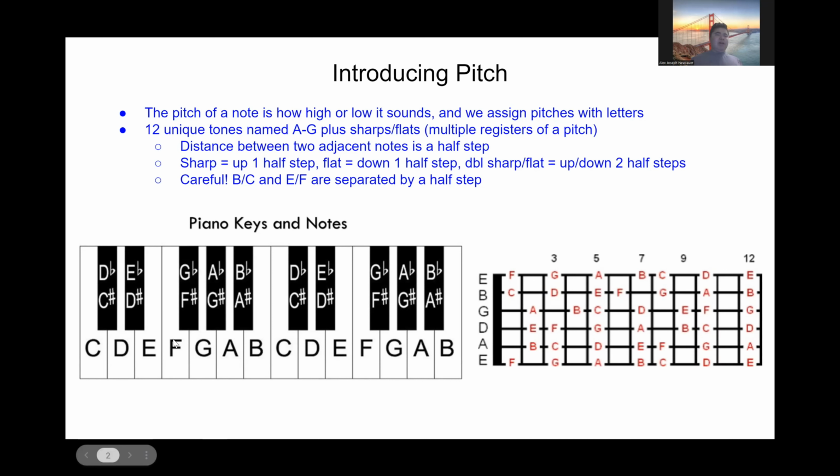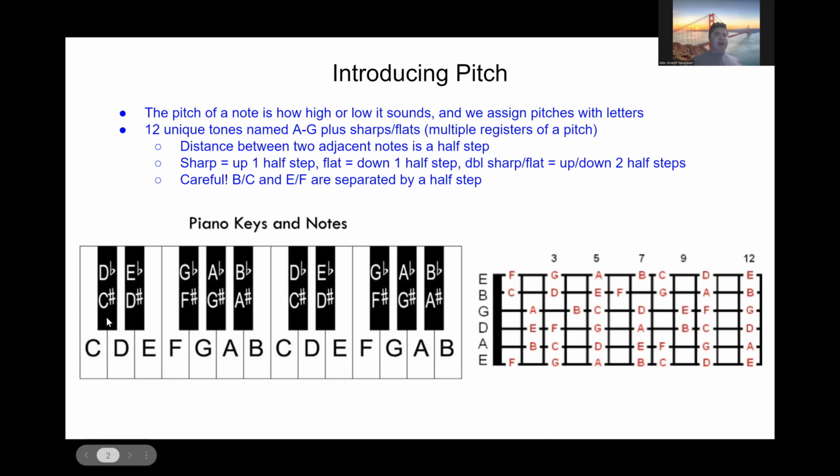Now, you might be wondering, what about the black notes? How are those named? They have these really weird symbols next to them. So to understand that, we first need to talk about what a half step is. A half step is the smallest possible distance between two notes. So between C and this note, this is a half step. Between here and here, this is a half step. Between here and here, this is a half step. So it's the distance between two adjacent notes.